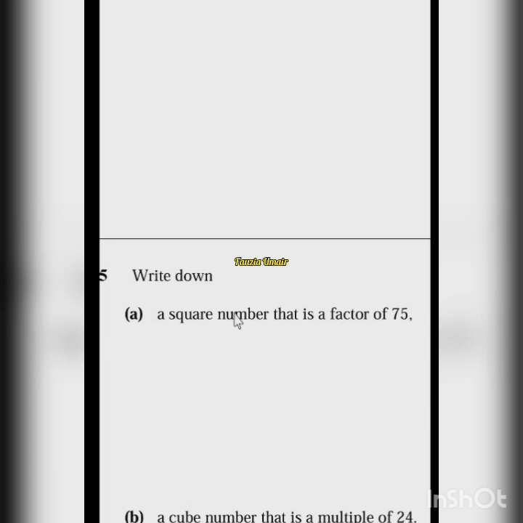A square number that is a factor of 75. So there are two keywords in this: what is a square number, and what are factors? What are the factors of 75?